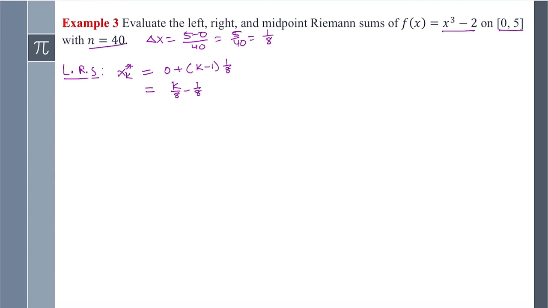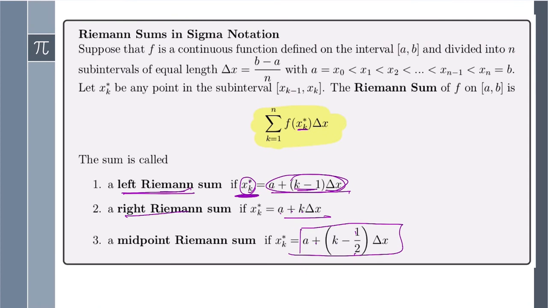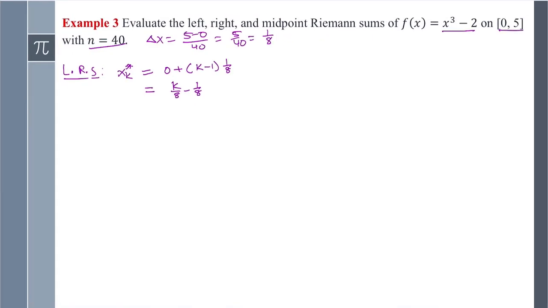Now, if you look back here at the function, the sum is given by delta x times f of x k star. So what we are going to do is find f of x k star. f of x is x cubed minus 2, and x k star is right here, so that becomes k over 8 minus 1 over 8 cubed minus 2.